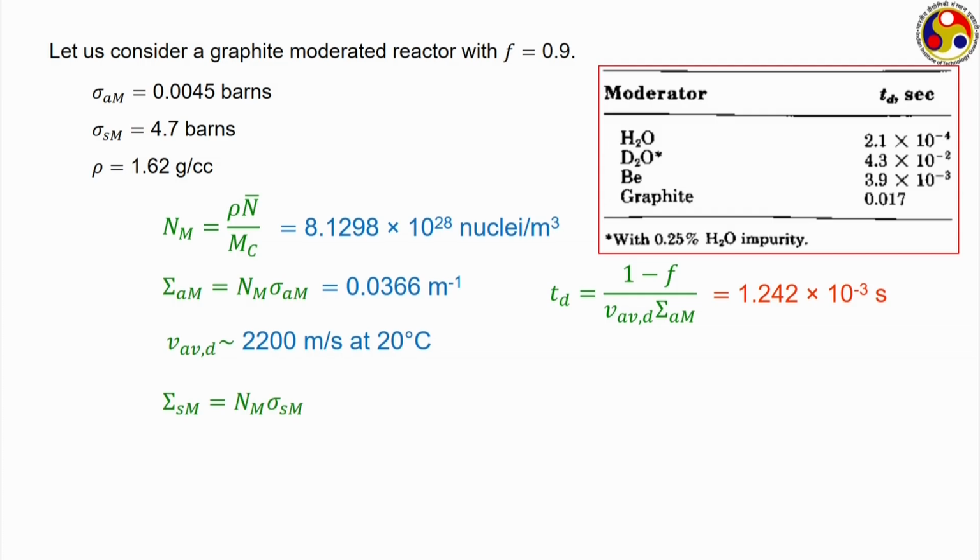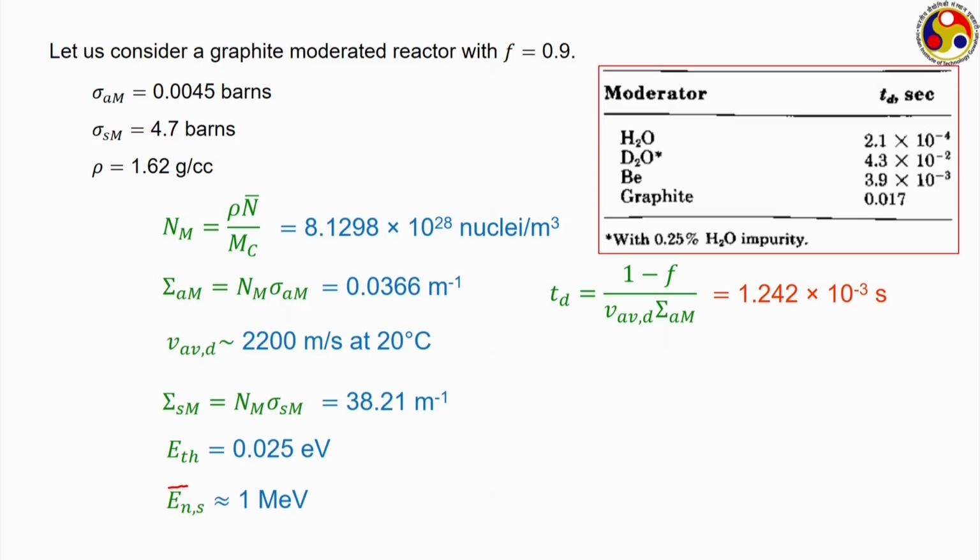Now, you go to the scattering part. Similar to the absorption, we can also calculate the macroscopic scattering cross section, which is something like 32.21 per meter, definitely much larger compared to the absorption process. The energy for a thermal neutron is 0.025 electron volt. For the average energy during the scattering process, there are several ways we can calculate this, but here we are going for a simple approach.